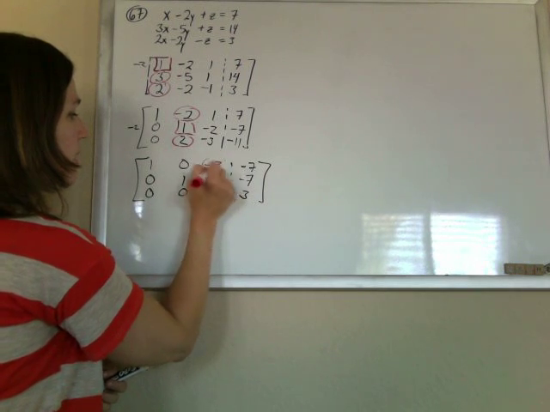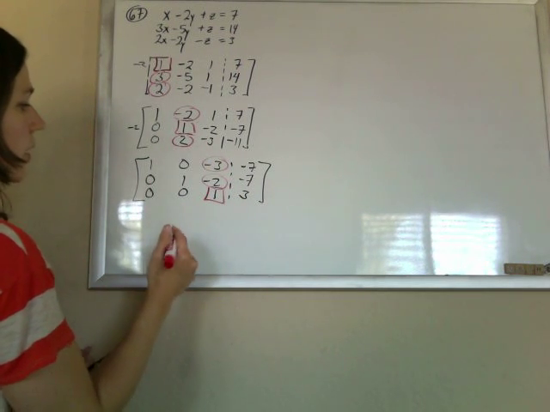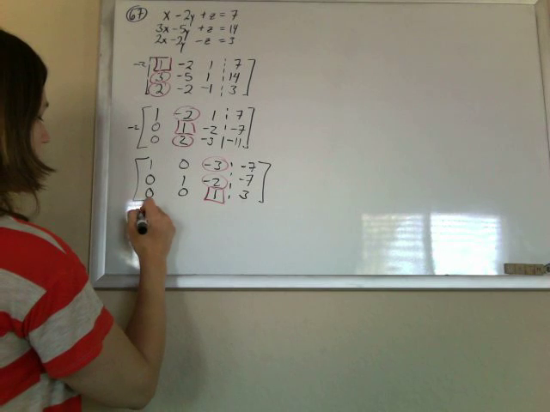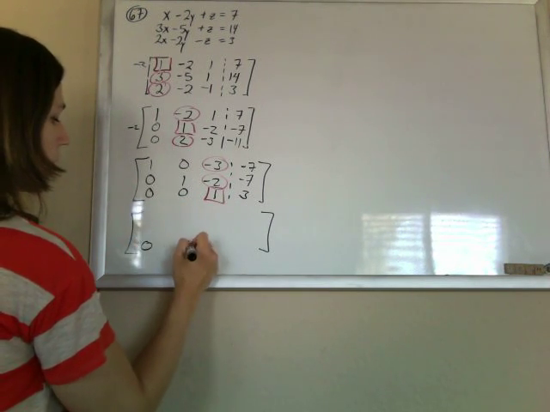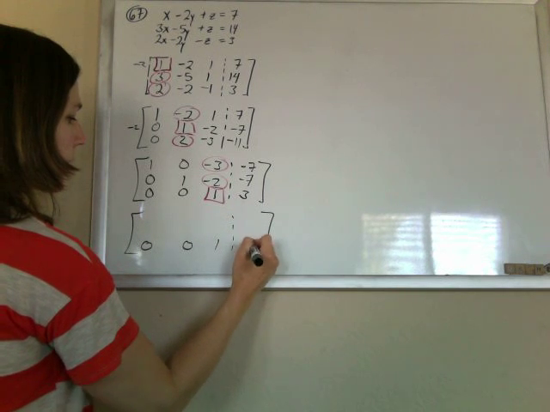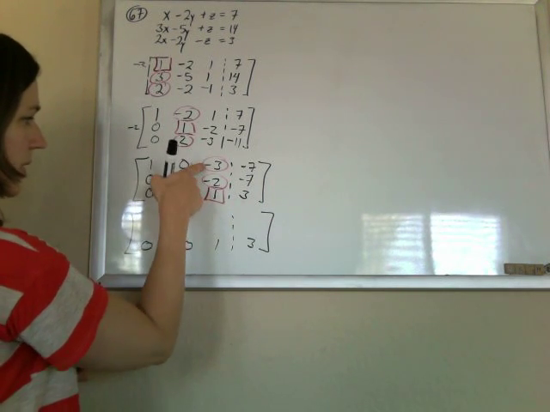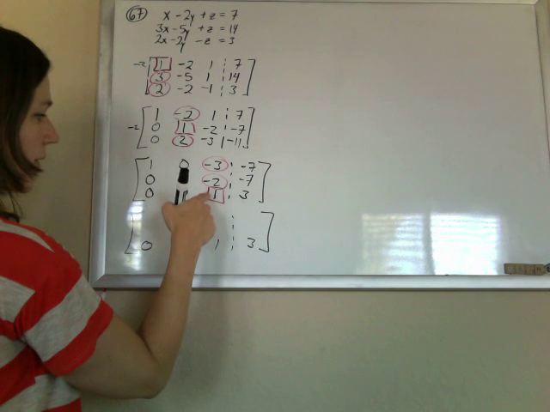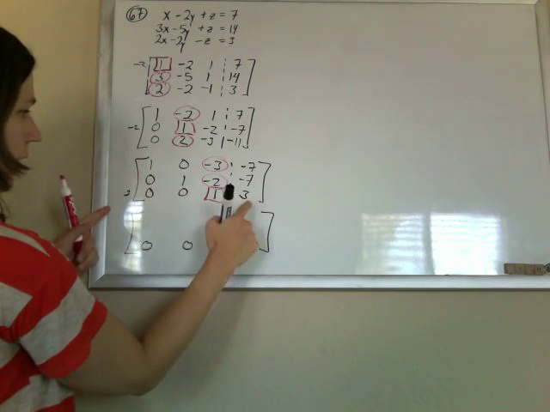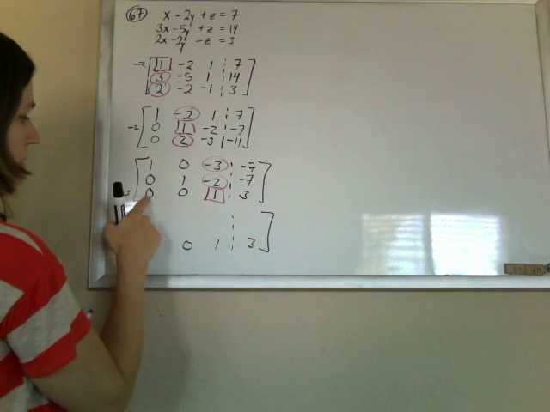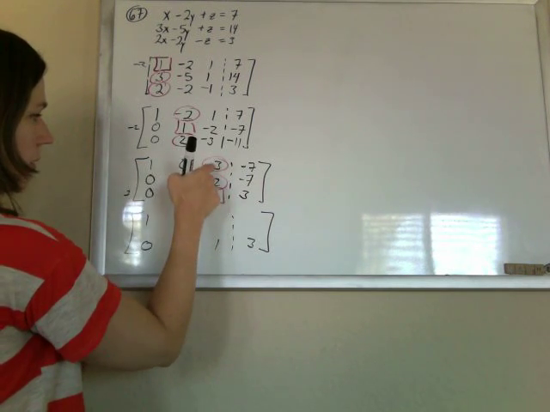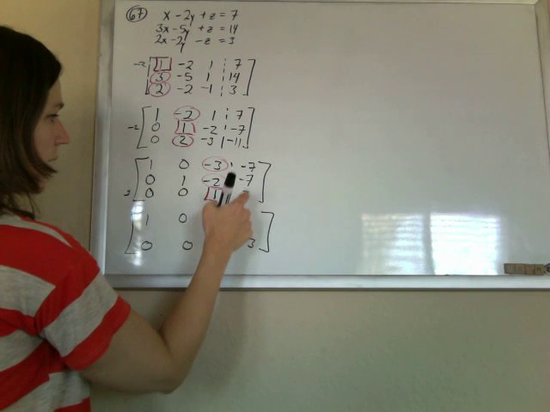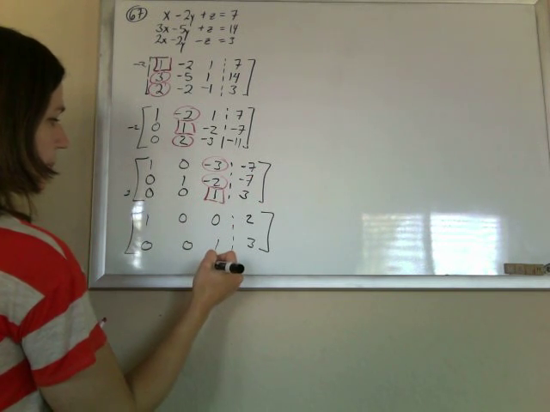So we'll use him to get zeros in the third column. So that third row with the 1 will stay put. And if I use him to get that 0 up there, I'll have to multiply him by a 3 and add him to that. So 0 plus 1 is 1, 0 plus 0 is 0, 3 minus 3 is 0, 9 minus 7 is 2.